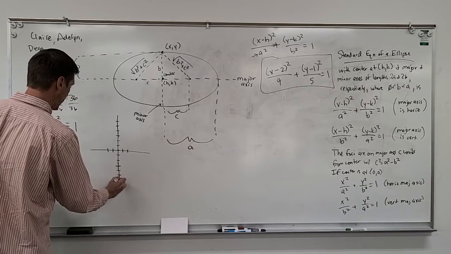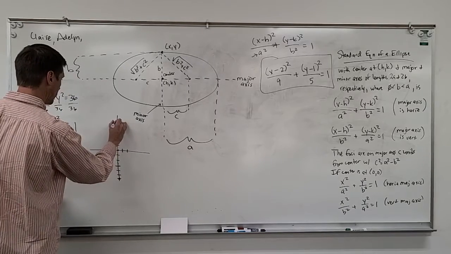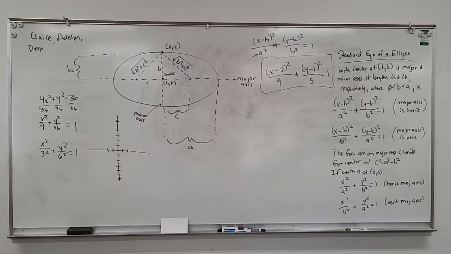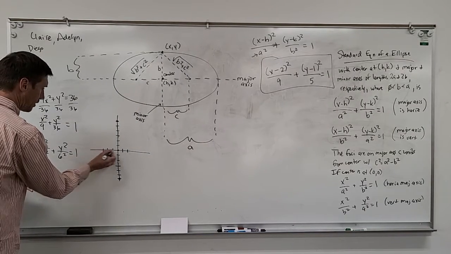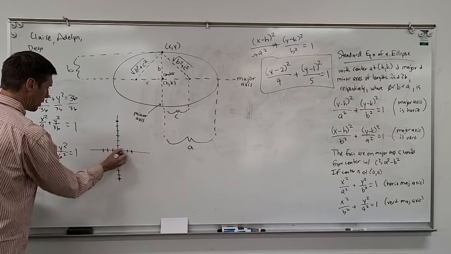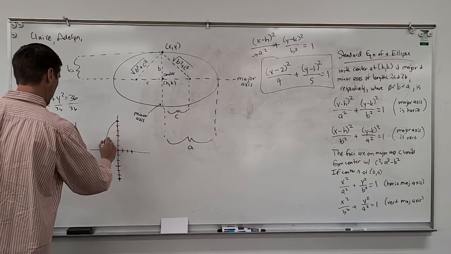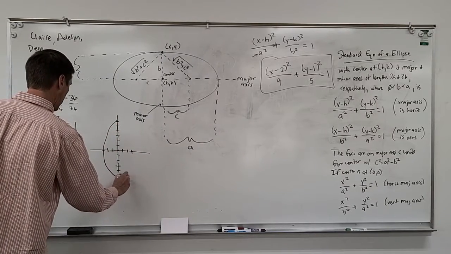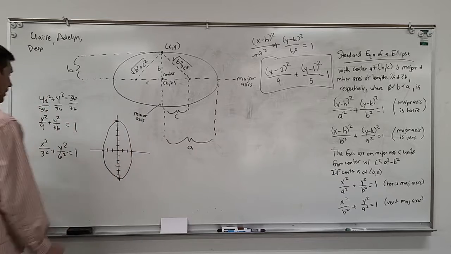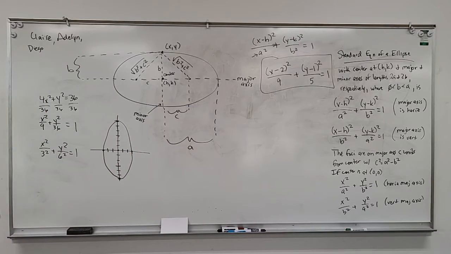I'm just grabbing these values from the formula, right? So this distance here has to be 6, and then the distance for the B has to be 3. So these go to here. And so now we should be able to draw our ellipse, right? Does everybody able to see how we were able to get that?